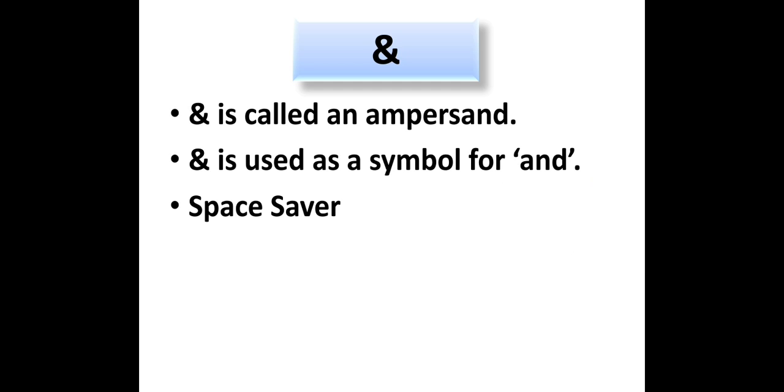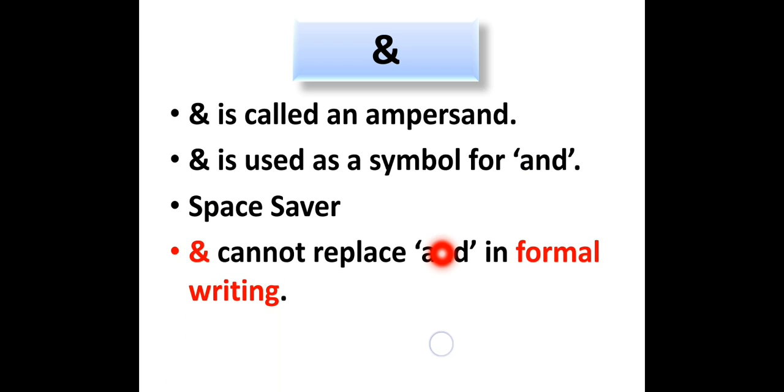Sometimes it is used as a space saver. Like "and" takes a space for 3 letters, whereas "&" takes a space only for 1 letter. "&" cannot replace "and" in formal writing. We cannot replace "and" by the symbol "&" in formal writing. When you're writing formally, like when you're writing articles, when you're writing reports, when you're writing English for English literature, you cannot replace "and" by the symbol "&". So in formal writing, "&" as a symbol is not acceptable.